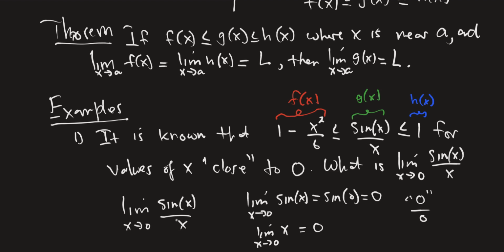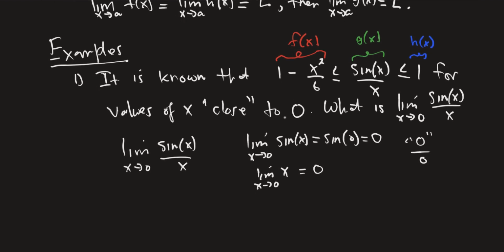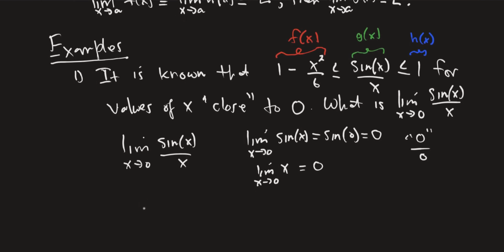Well, what else are we going to do, right? So we would be stuck if we were trying to use one of those direct methods for evaluating this. However, knowing this inequality gives us an indirect way, right? So what I can say is this.